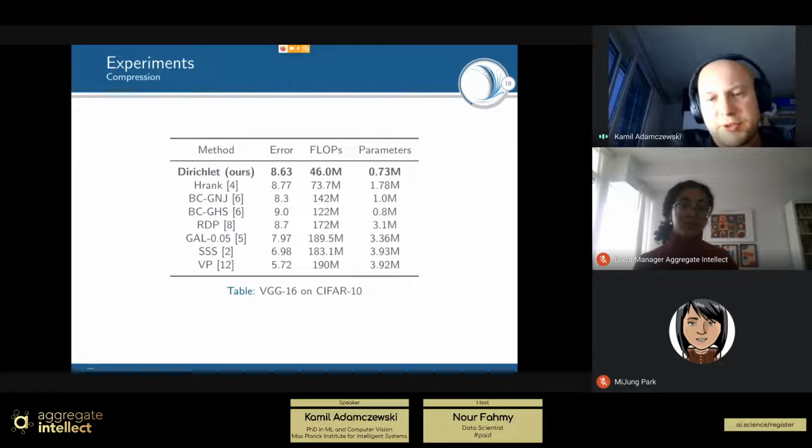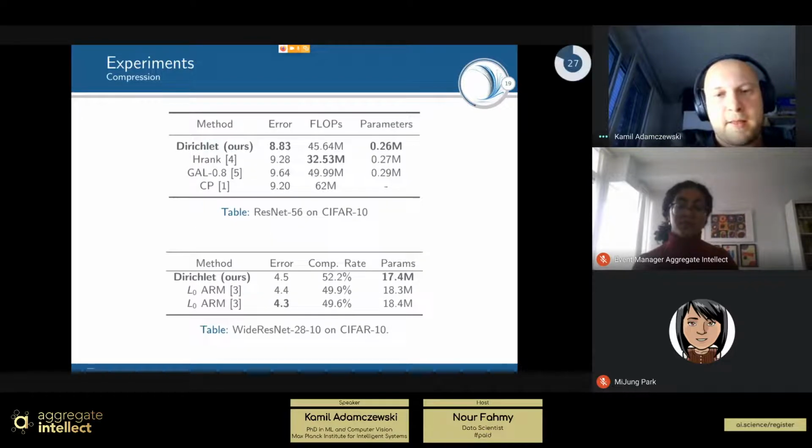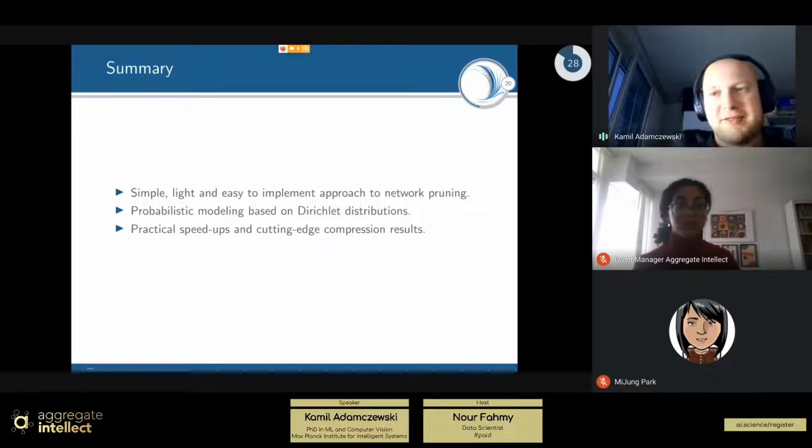Here are some results for the VGG. The method does very well, I would say, in particular in terms of the number of parameters, in terms of the compression rate. And here are more examples for ResNet and for WideResNet. Again, I think very good compression rates. Yes, and basically that's more or less it.